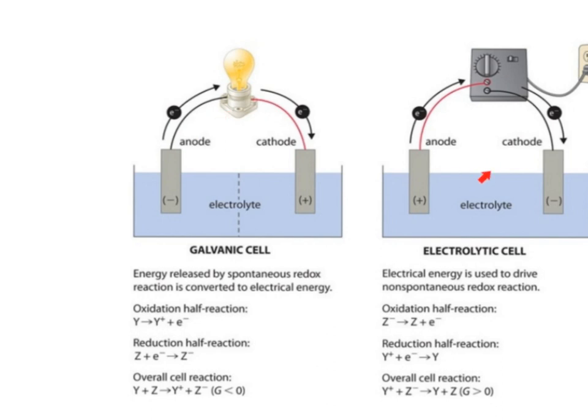But in the electrolytic cell, here we supply an external energy source. Because of that energy, we can make a non-spontaneous reaction occur. Right, so these are the two different types of cells. But in this video, we are going to talk about the galvanic cell, where the chemical energy is converted to electrical energy. Okay, now let's see what happens if we immerse a zinc rod.